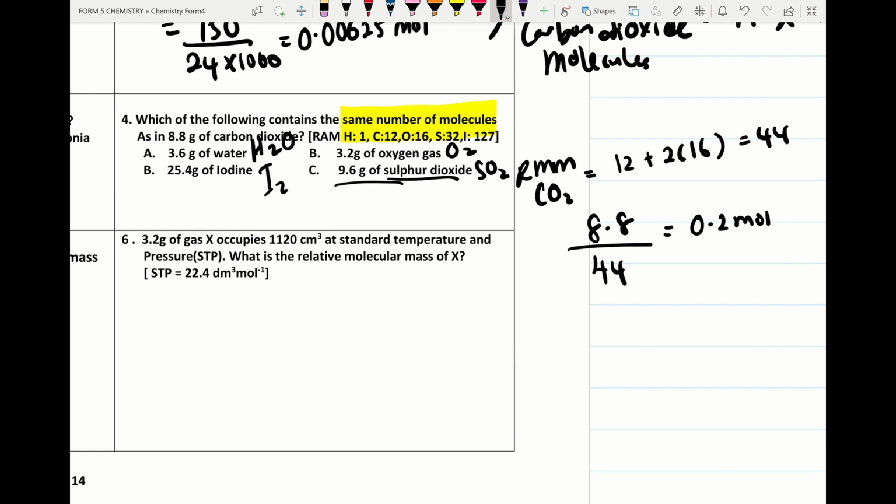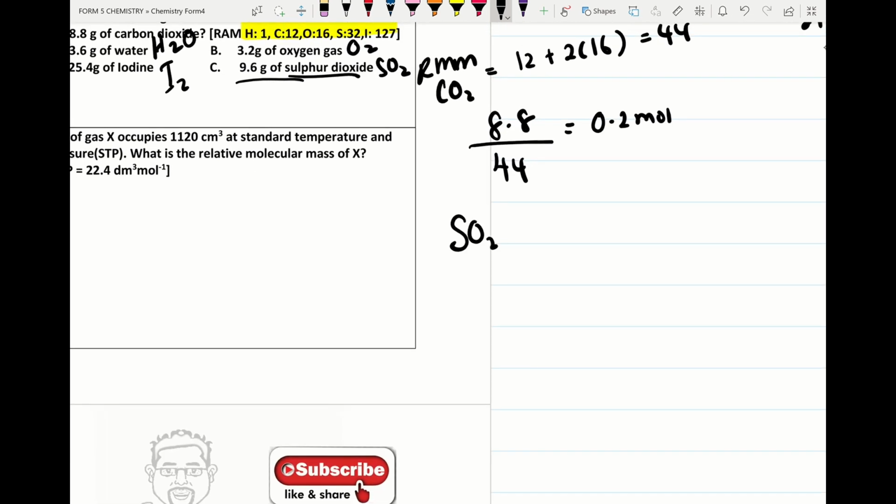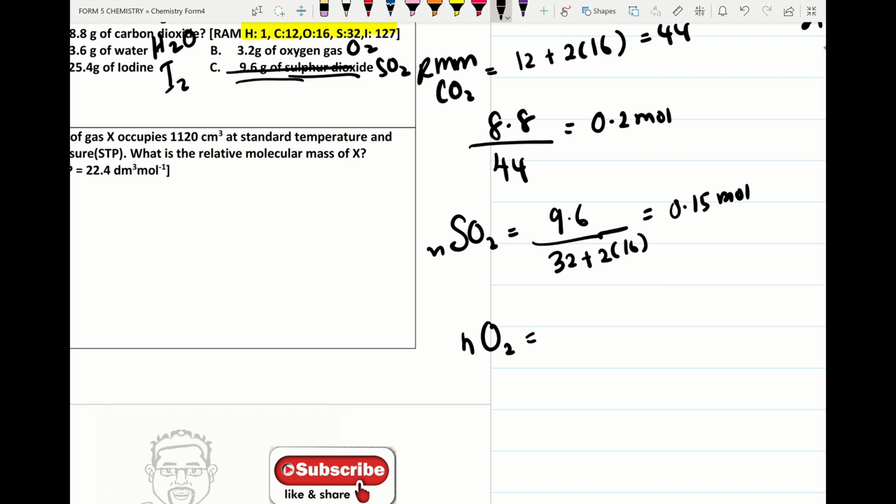All right, so I check for the sulfur dioxide. We find the number of moles of sulfur dioxide, 9.6 over the molar mass, sulfur 32 plus 2 times 16. So the answer will be 0.15 mole. So it is not the answer. We check for the number of moles of oxygen. We take 3.2 divided by 2 times 16, so the answer will be 0.1. So this one also is not the same as the carbon dioxide.